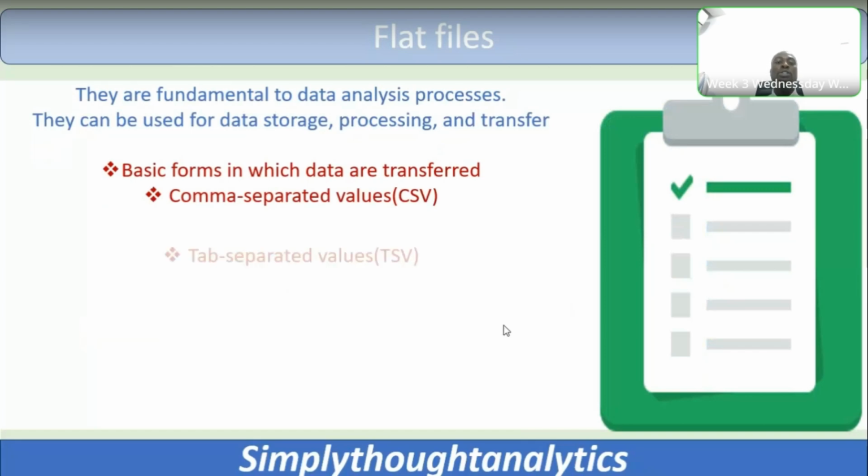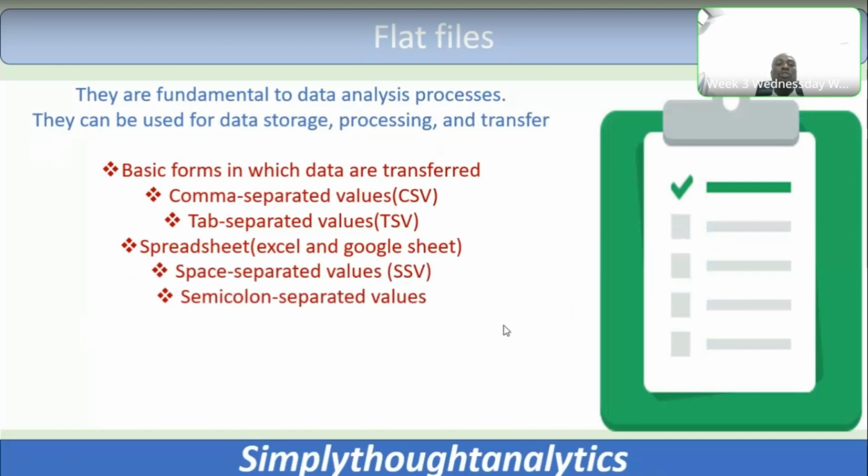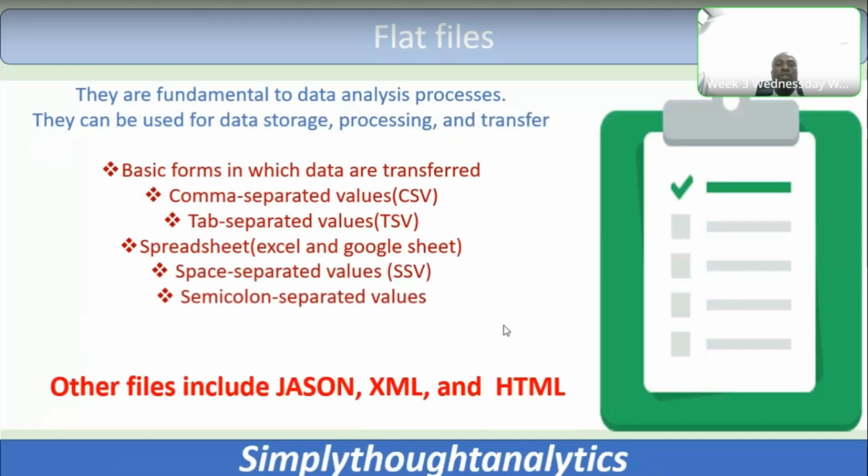So each of these types of files, we can store our data in them, and the ones you will know are Excel and Google Sheets. I will also teach us in our next course how we can actually create an Excel database. So these are the examples of flat files, and there are other examples which, like I said before, we will not really have to talk about, but we are going to be talking a lot about CSV and spreadsheets in the next session.